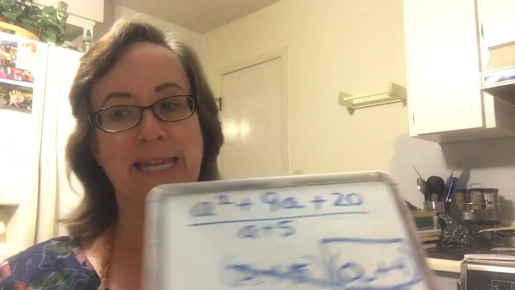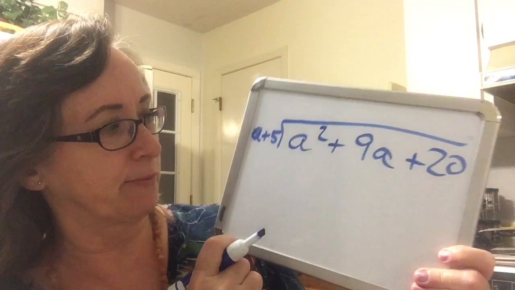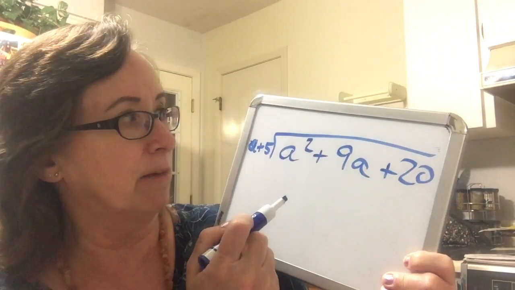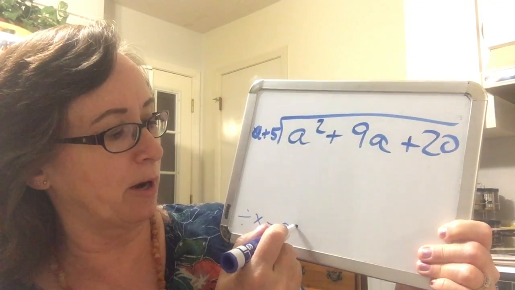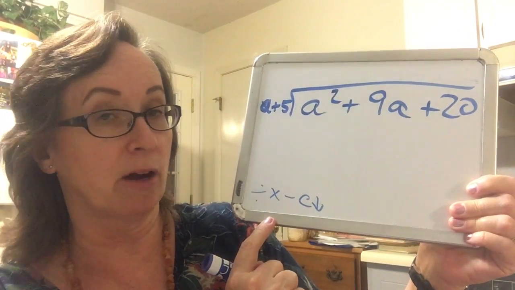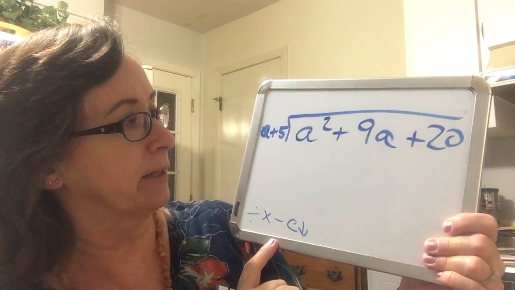Okay, so let's take that same problem, and I'm going to do it with long division since we already know what the answer is. We're going to take a squared plus 9a plus 20, and we're going to divide it by a plus 5, and we'll use this one to go through the steps of long division. When we're dividing, remember our steps for division are divide, multiply, subtract, compare, bring down. These are the steps that you've been doing over and over since elementary school. We're going to use these same steps for dividing polynomials.